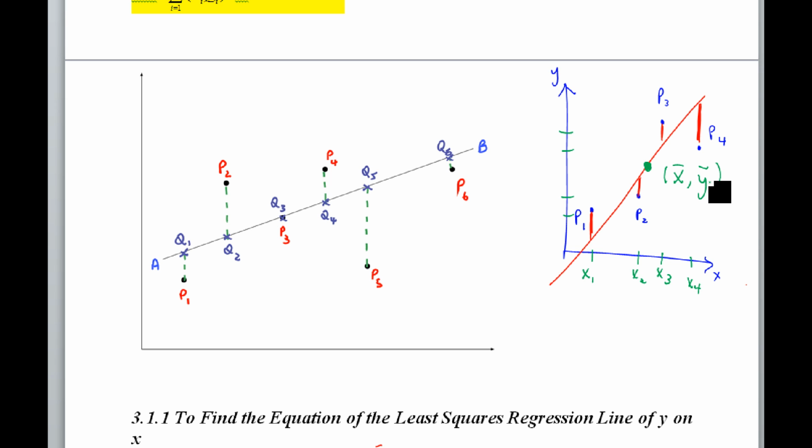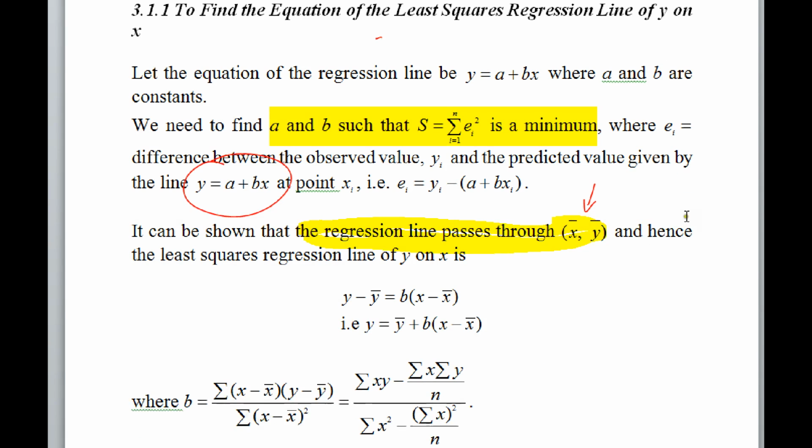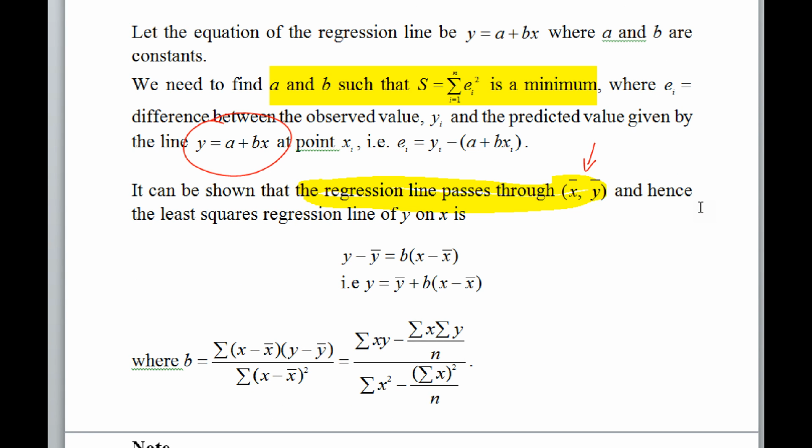It can be shown, but I'm not about to show you. You can research, go and Google and Wiki, whatever. Okay? It can be shown. So this is an important point. It passes through x bar, y bar. So therefore, if it passes through x bar, y bar, this equation can be found.